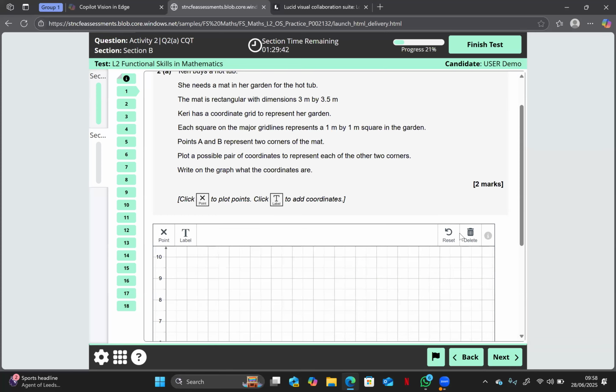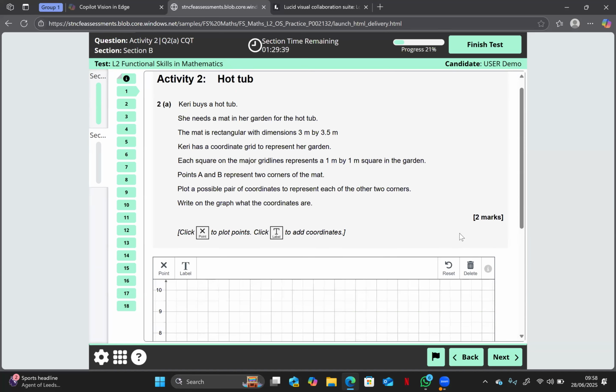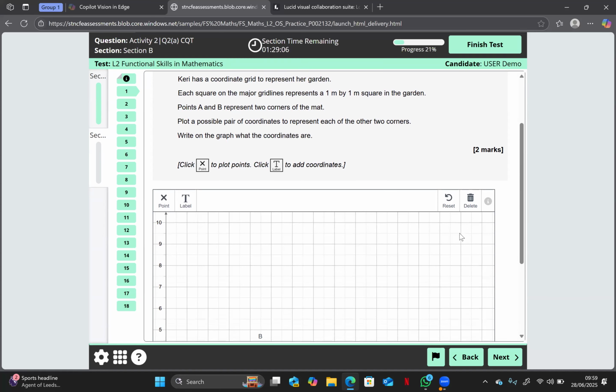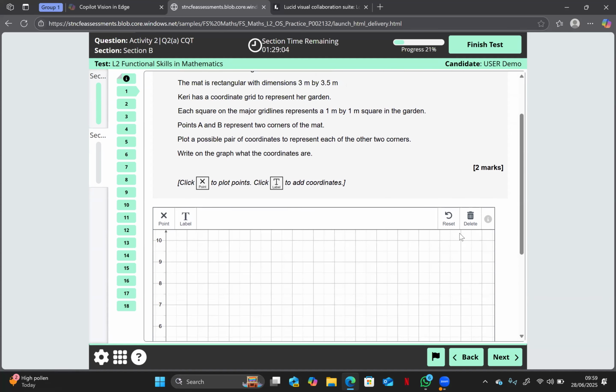Guys, so Kerry buys a hot tub. She needs a mat in her garden for the hot tub. The mat is rectangular with dimensions of 3 by 3.5. Kerry has a coordinate grid to represent her garden. Each square on the major grid lines represents 1 square meter by 1 square meter in the garden. Points A to B represent the corners of the mat. Plot possible coordinates to represent each of the two corners. Write on the graph what the coordinates are.